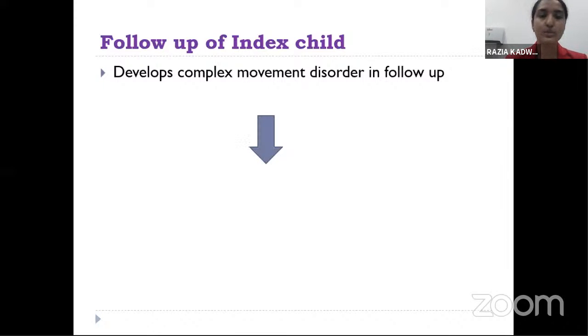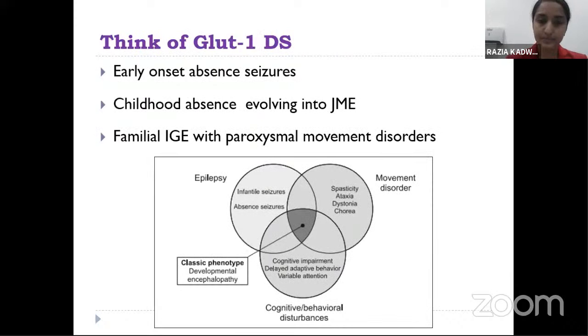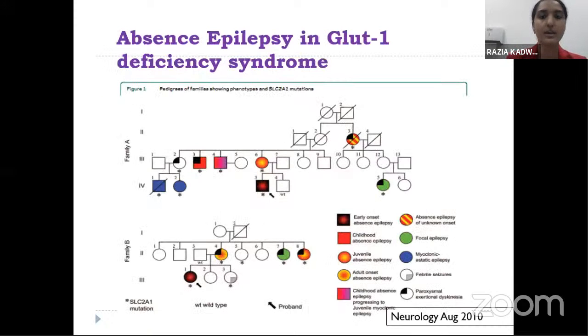So if a patient comes with movement disorders and absence or features of juvenile myoclonic epilepsy, always think about GLUT1 deficiency syndrome. That is a glucose transporter type 1 deficiency syndrome. So this syndrome has got varied clinical features. It can present with early onset absence seizures. It can manifest with childhood absence evolving into juvenile myoclonic epilepsy. Some may also have significant family history with paroxysmal movement disorders. So you have to look at other aspects, like spasticity, ataxia, dystonia. So lots of movement disorders can also be associated with GLUT1 deficiency syndromes.